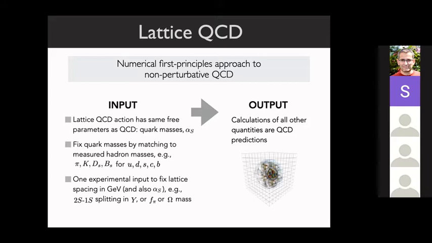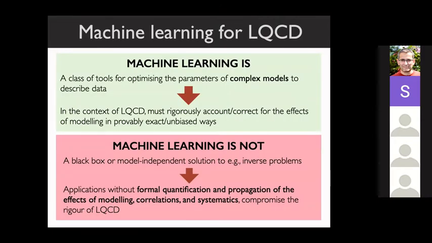And that this is really the crucial feature of lattice field theory. And so if we're thinking about machine learning for lattice field theory, this is where we have to be very careful. Machine learning is, of course, a class of tools for optimizing the parameters of very complex models to describe data.